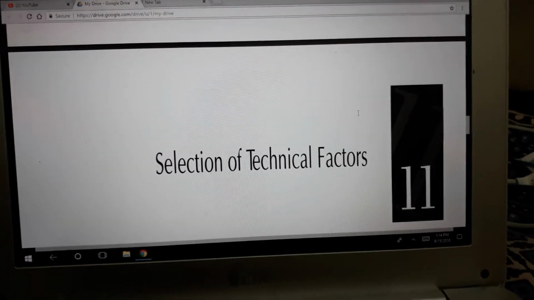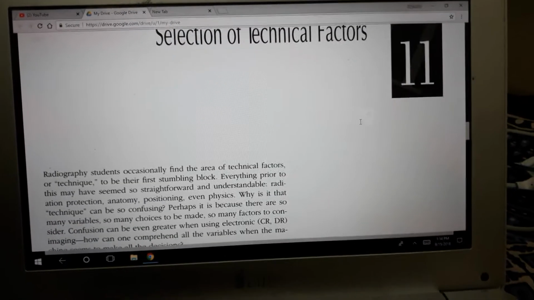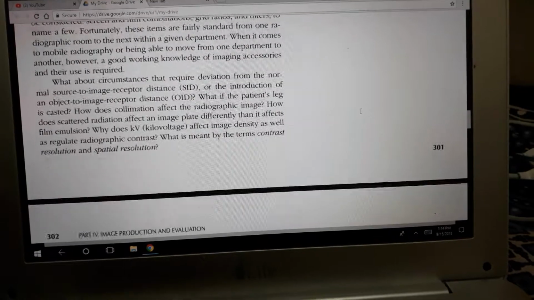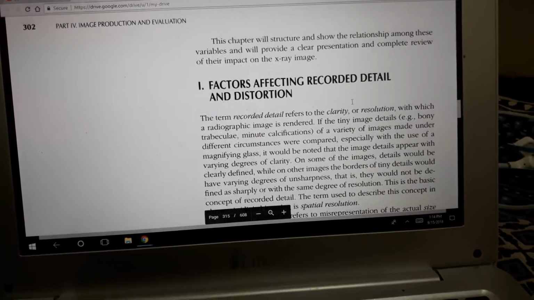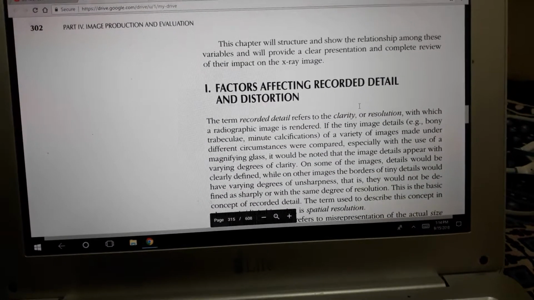Lesson: selection of technical factors. Factors affecting record details and the distortions.